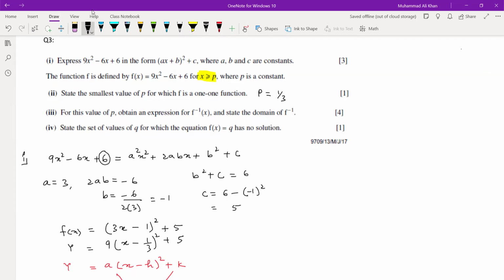Up to 1/3 and after 1/3 the function is 1-1, because in a 1-1 function there is no turning point. A function that has no turning point is called a 1-1 function. Are you clear? Now after that, for this value of p obtain an expression for f inverse. How to calculate the inverse of a function? Equate the function to y, 9x squared minus 6x plus 6, and make x the subject.